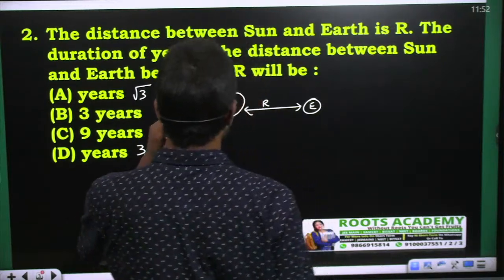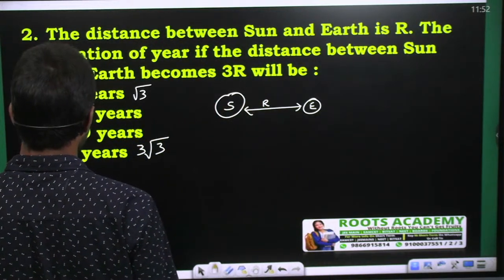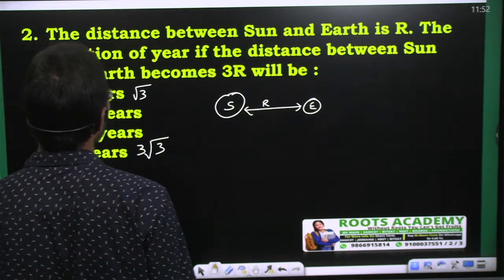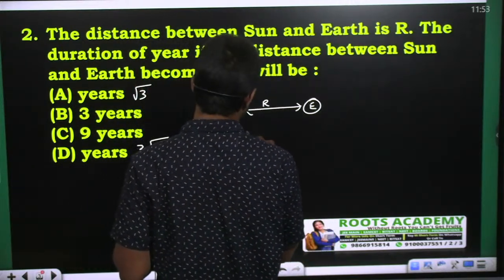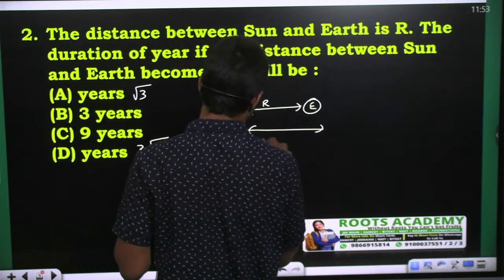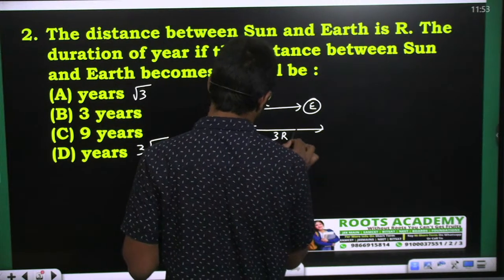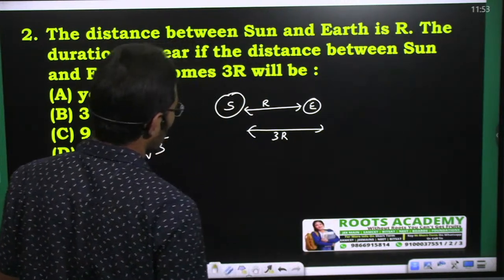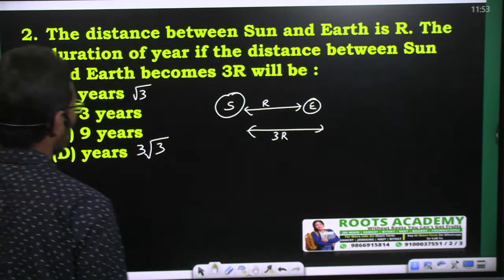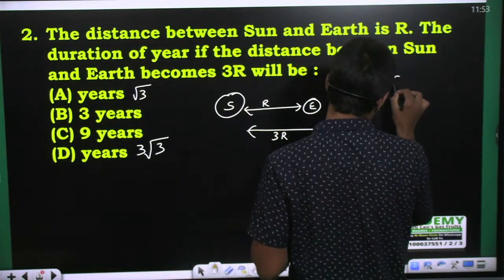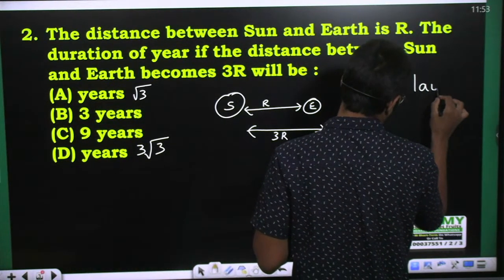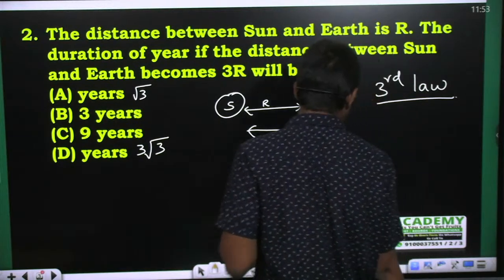The distance between the sun and earth is r. What is the duration of the year if the distance between sun and earth becomes 3r? So Kepler's laws are to be applied. Kepler's third law is applicable here. So what is Kepler's third law?